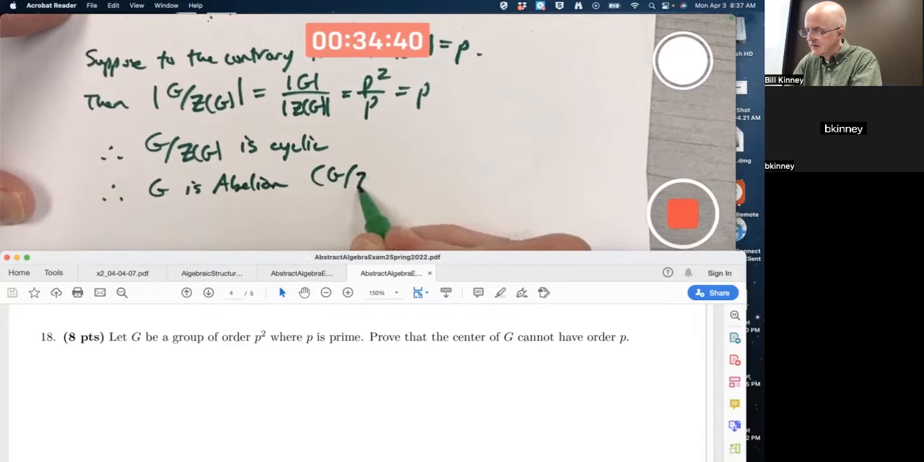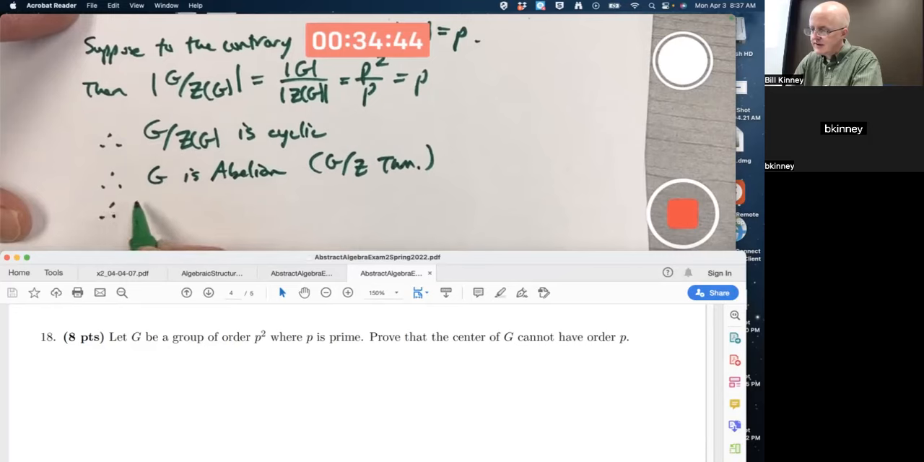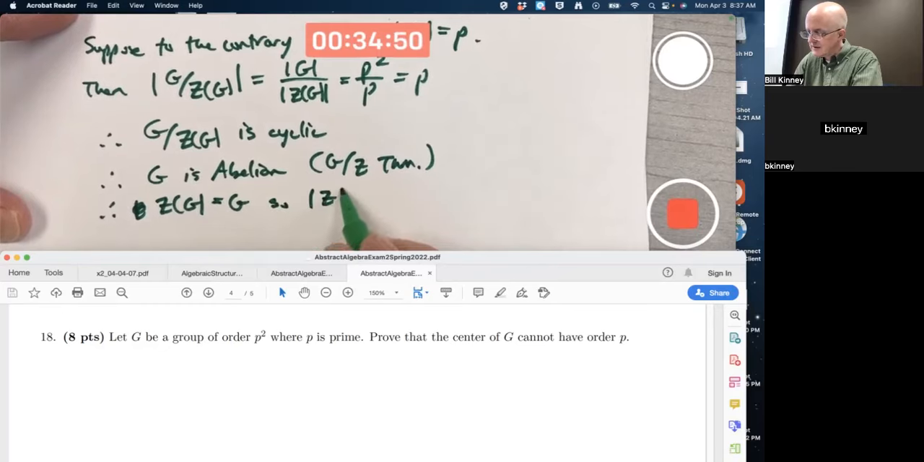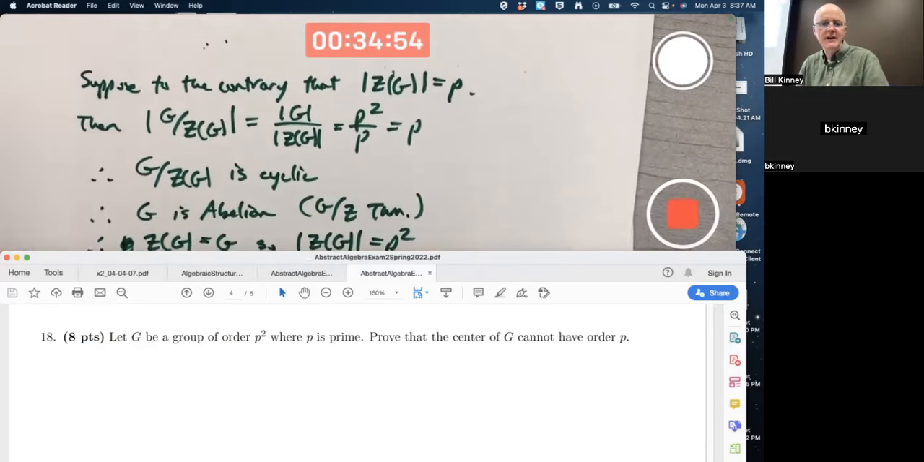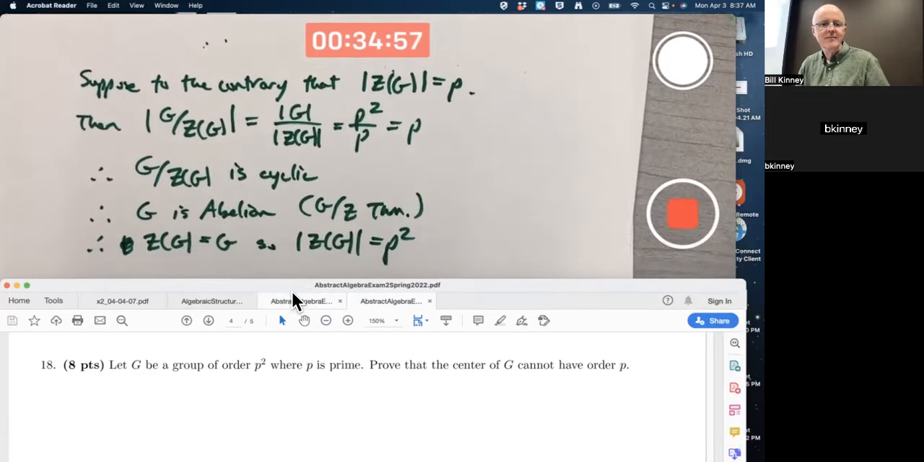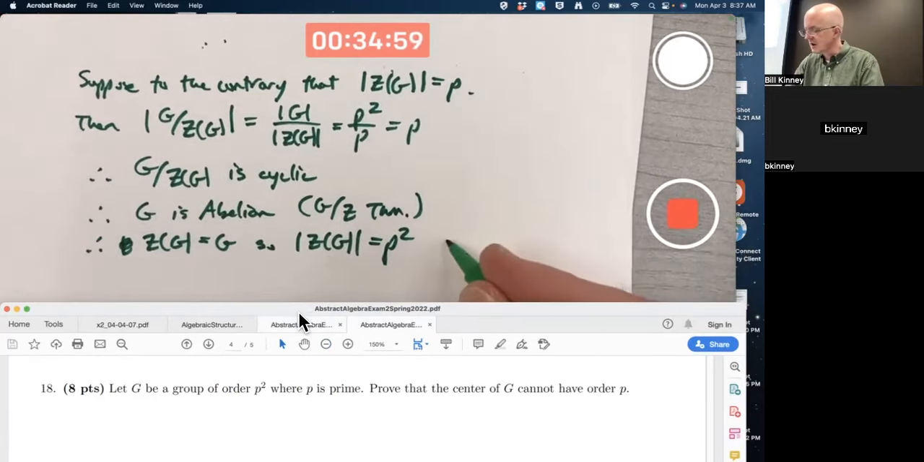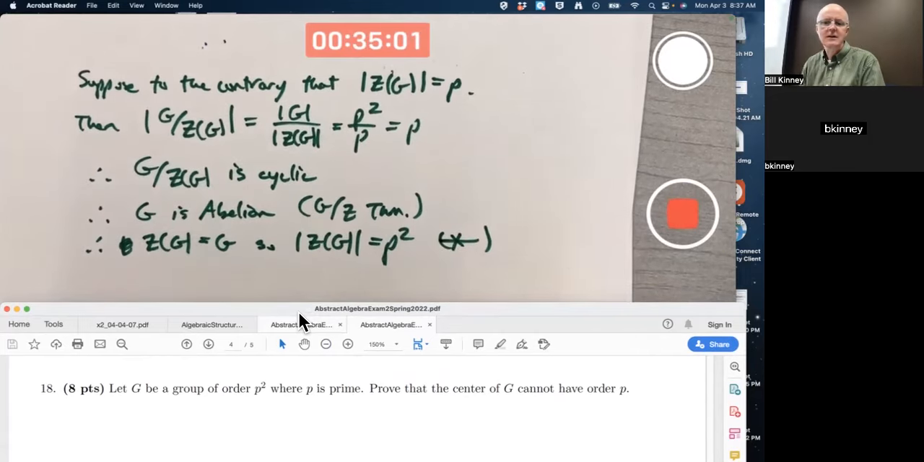By the GZ theorem, therefore, the center equals all of G, so the center has order P squared, but that's a contradiction because we assumed the center had order P. So there's a little longer proof using the GZ theorem and Lagrange's theorem. Certainly that corollary is a much shorter proof.